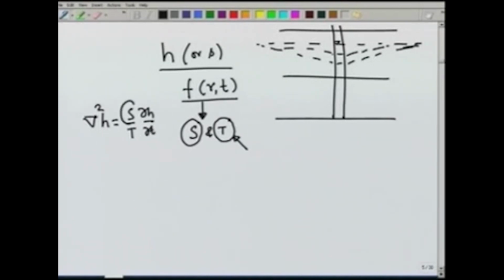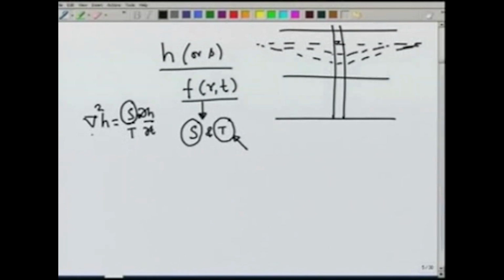The term S affects the transient behavior, and if we assume a steady state, then there is really no effect of the storage coefficient, because things are not changing with time. So, storage coefficient does not enter into the equation. But if we are using a transient flow condition, then we get an equation where S will also be used, and therefore, we can derive the values of both S and T from that equation.